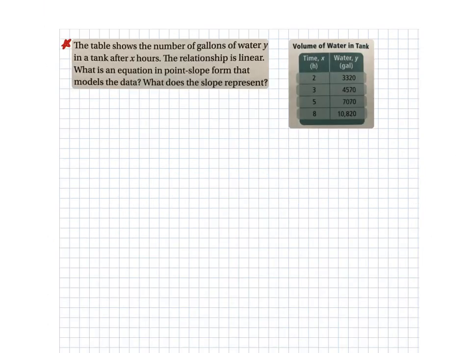Okay, and now it is your turn to try one. So see if you can figure out what the line is here in slope-intercept form, and then talk about what each of those represents, the slope and the y-intercept. Okay, actually, this doesn't say y-intercept, but I do want you to include that. Okay, so try this on your own and then check back for the solution.